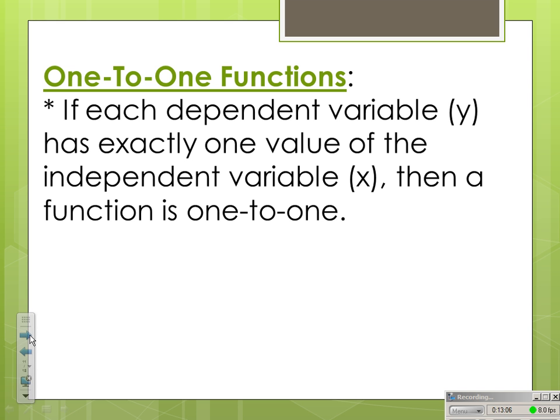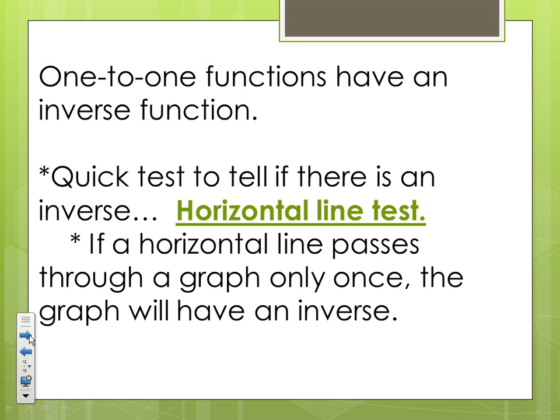One-to-one functions. If each dependent variable, which is the y variable, has exactly one value of the independent variable x, then a function is called one-to-one. One-to-one functions are the ones that are going to have an inverse function.